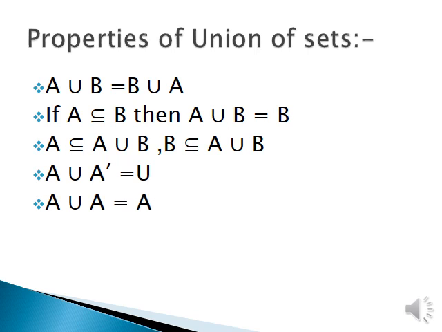Then A union A is equal to A. Now both the sets are the same, so A union A obviously will be the set A itself. A union empty set is equal to A. Now the empty set means it doesn't have any element, so obviously again it will be A itself.